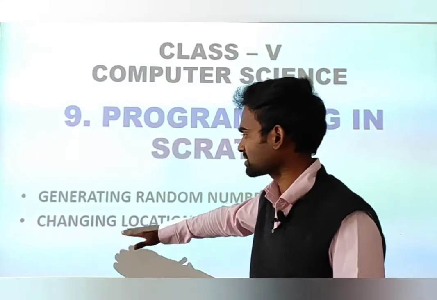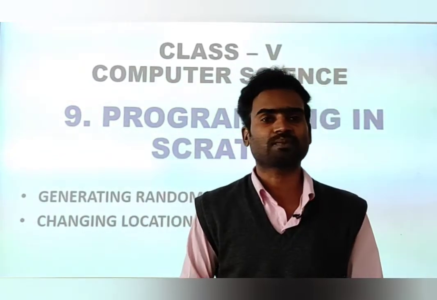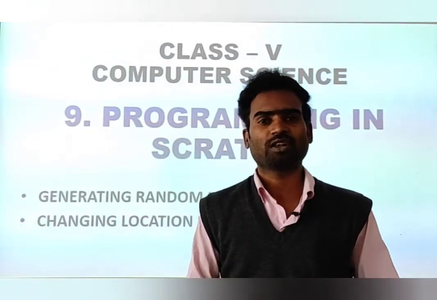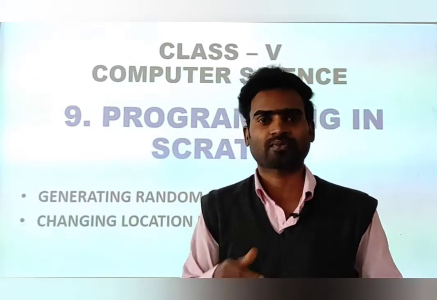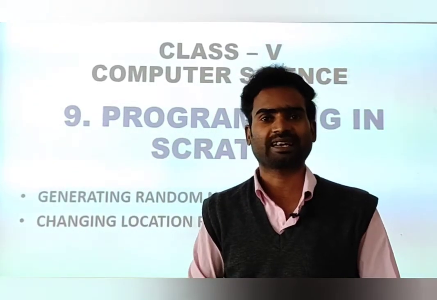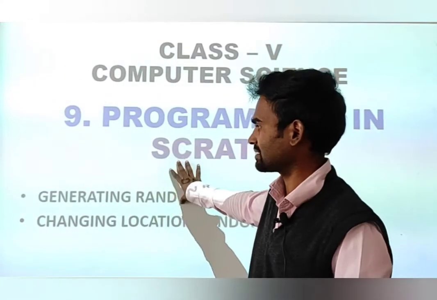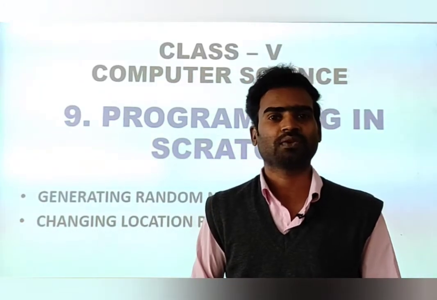And the second topic is changing location randomly. For example, the same way we do generating random numbers, we will be changing its location. It will move, jump here and there. So it will change the location randomly. That's what we are going to see in this first class. When we see it in the practical way, you will like it more.